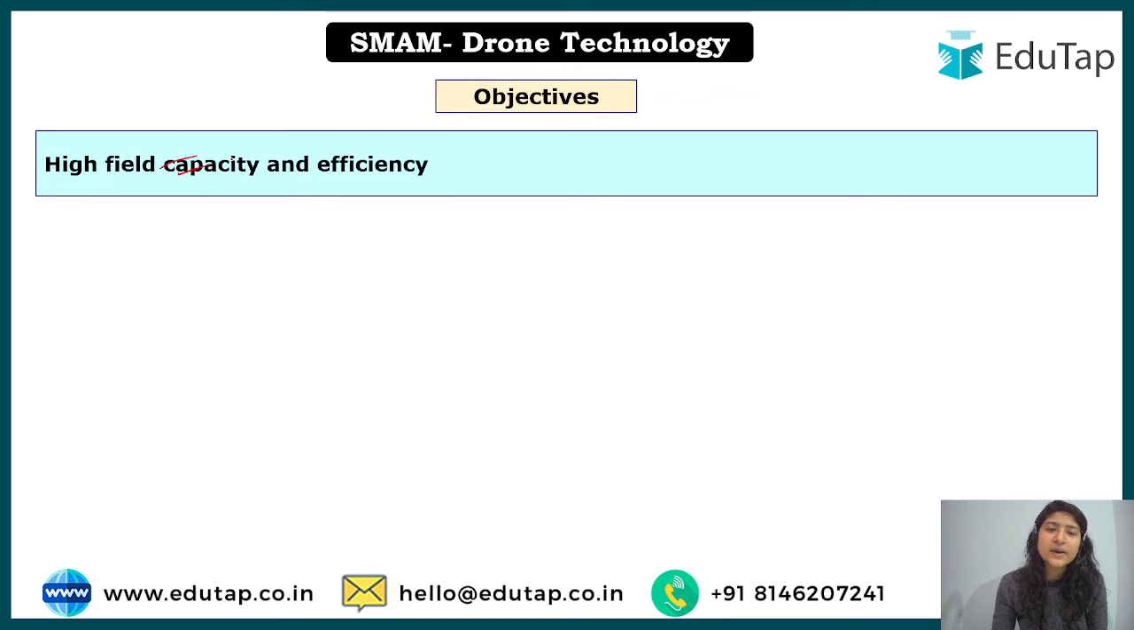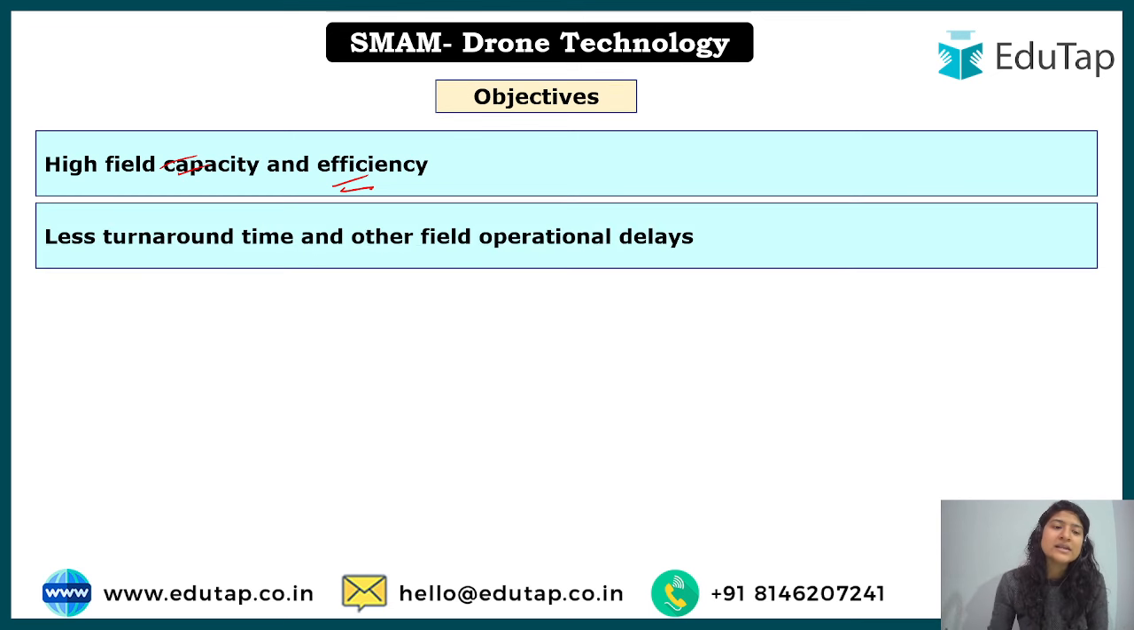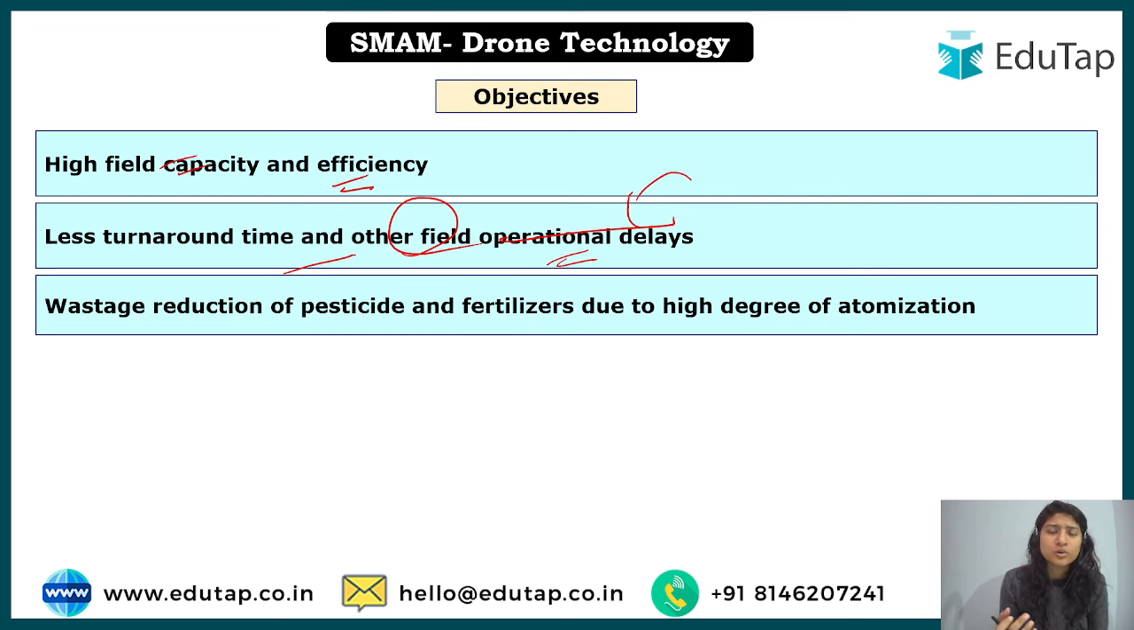It is high field capacity and efficiency. Efficiency is more, time is reduced, more precision is there, right? So that is why it is of high field capacity. Second is less turnaround time and other field operational delays. For example, there was a group of 3 or 4 farmers who thought they could do a particular operation in the field in 3 days, but when they started, it took them 4 or 5 days. Because of this, the next step is delayed, right? But here, because of more precision and less time required, the field operation delays will be no more. Okay.